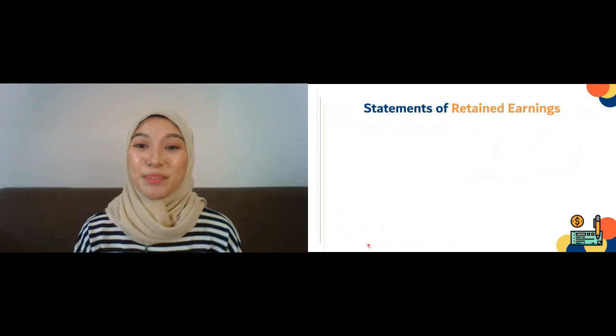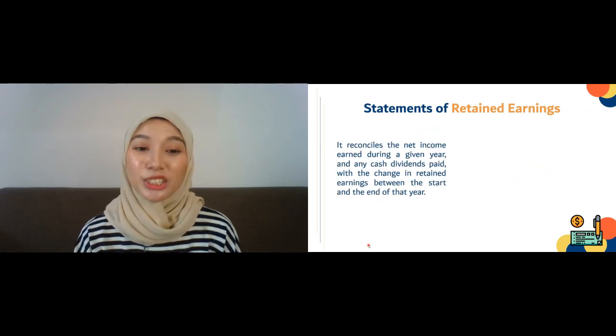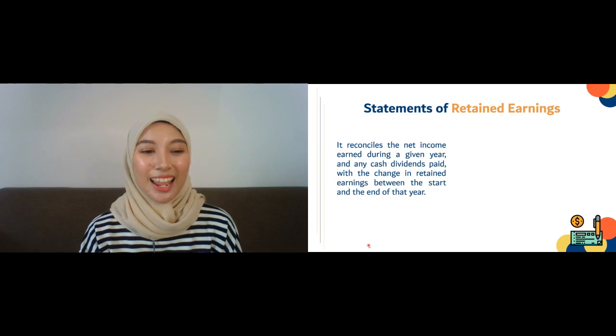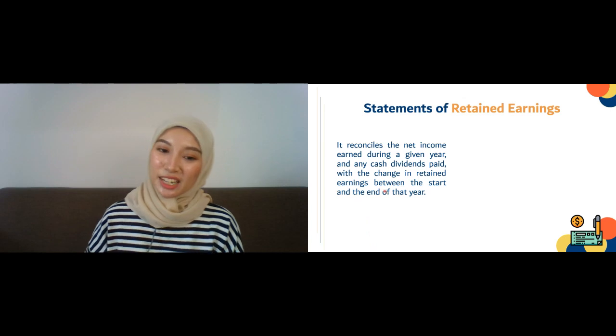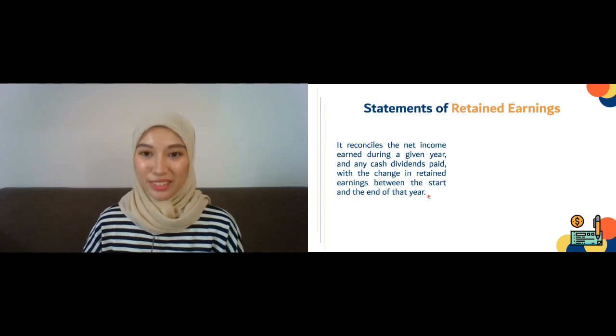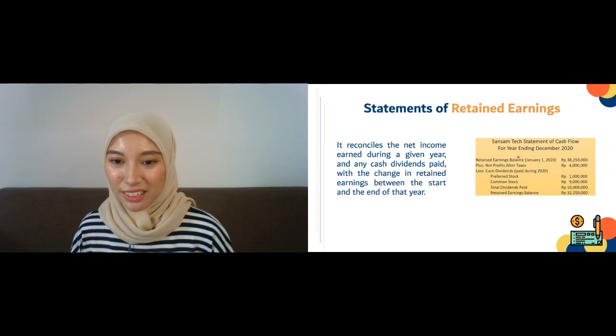The last one is the statement of retained earnings. It reconciles the net income earned during a given year and any cash dividends paid with the change in retained earnings between the start and the end of that year. To get more of a picture of it, we have the example here.